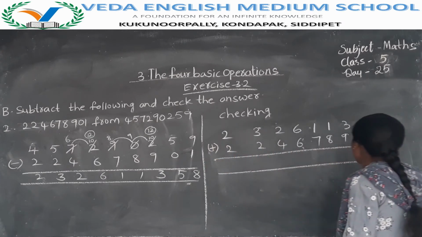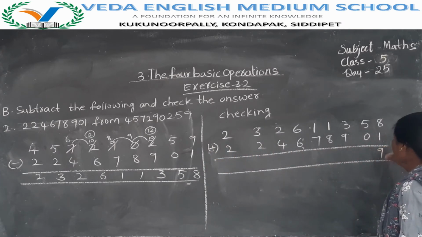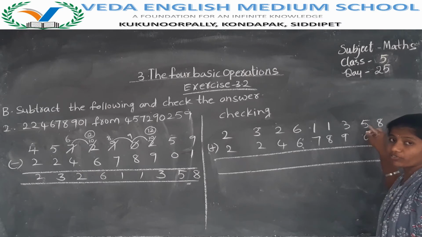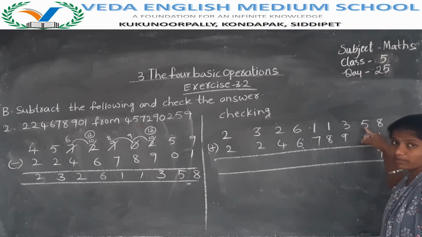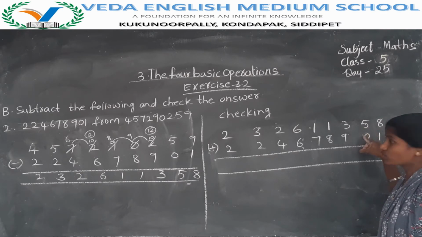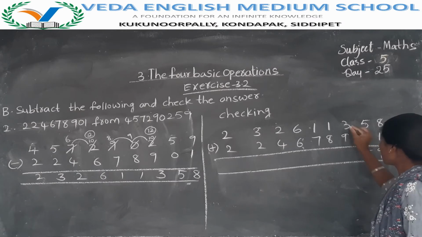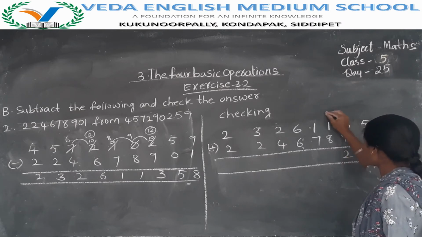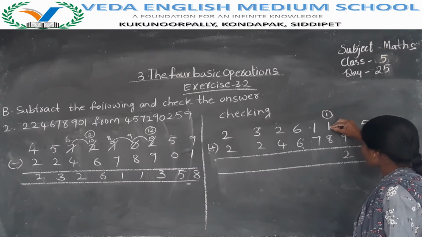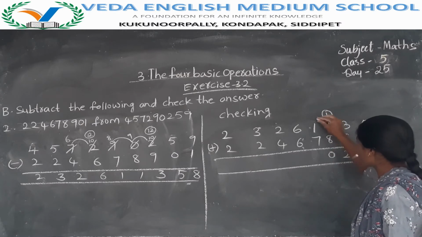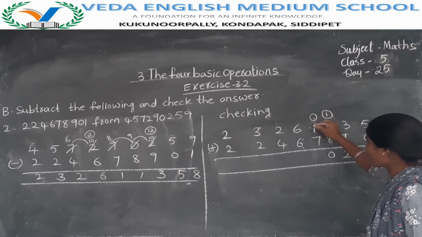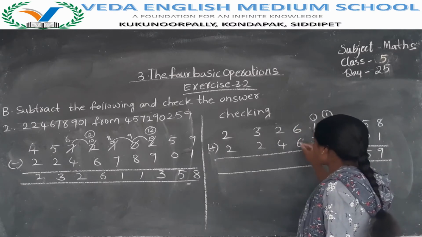So addition. 8 plus 1, 9. 5 plus 0. If you add 0 to any number, you will get the same number as the answer, so the answer is 5. 9 plus 3, 12. 2 you have to write here, 1 becomes carry. 8 plus 1, 9. 9 plus 1, 10. 0 here, 1 carry. 7 plus 1, 8. 8 plus 1, 9. 6 plus 6, 12.